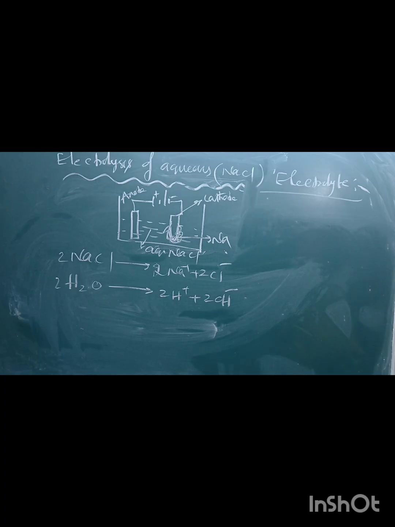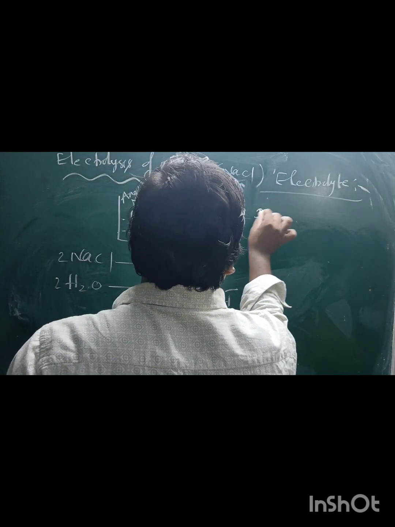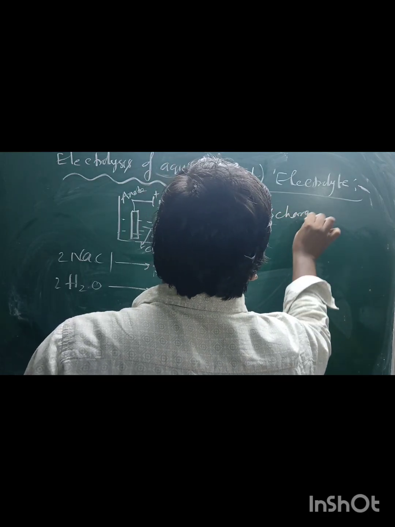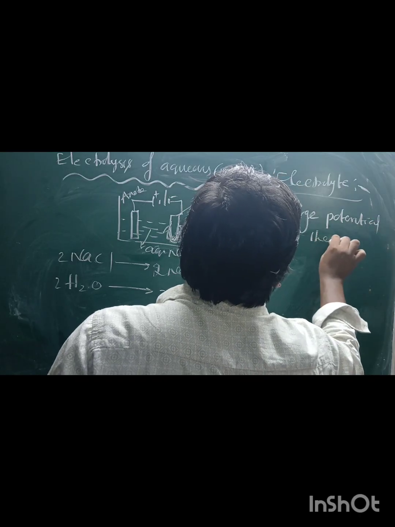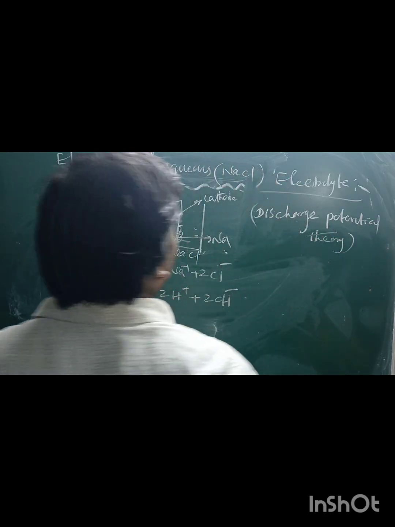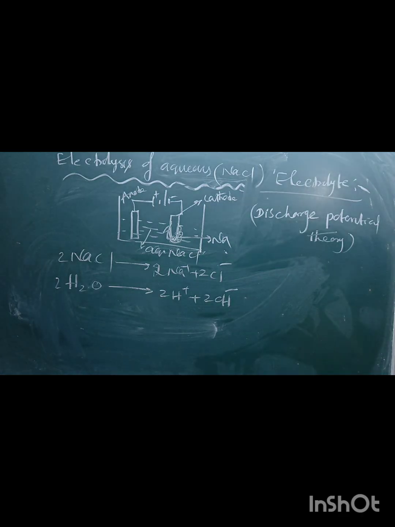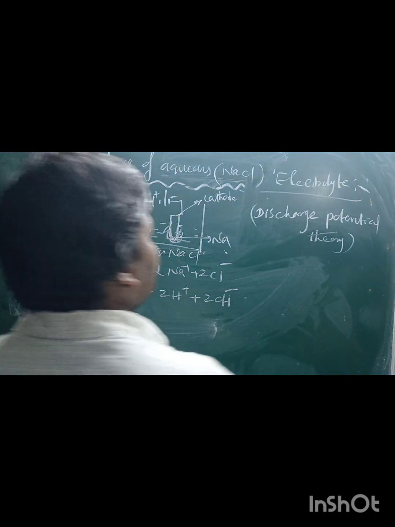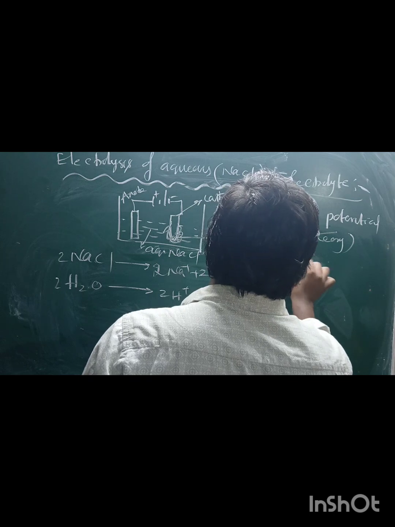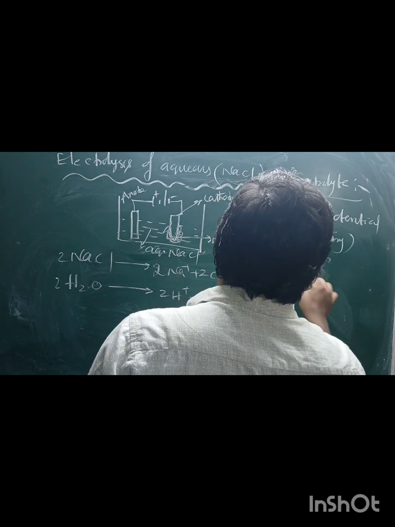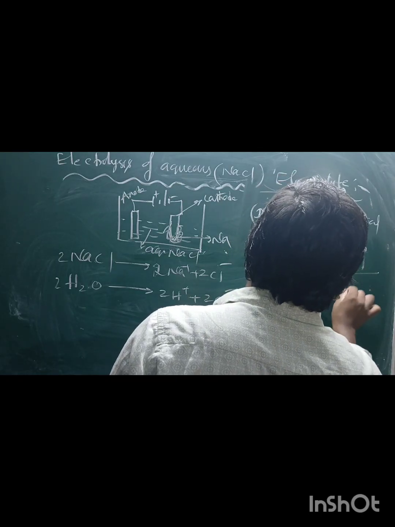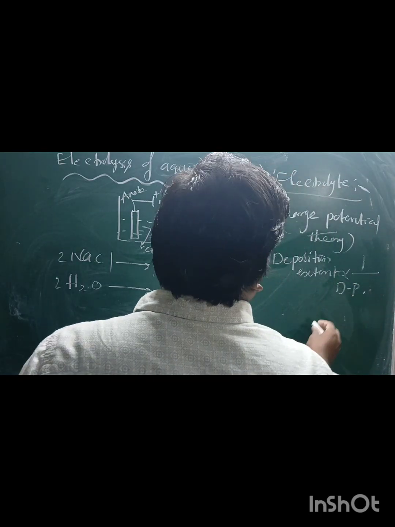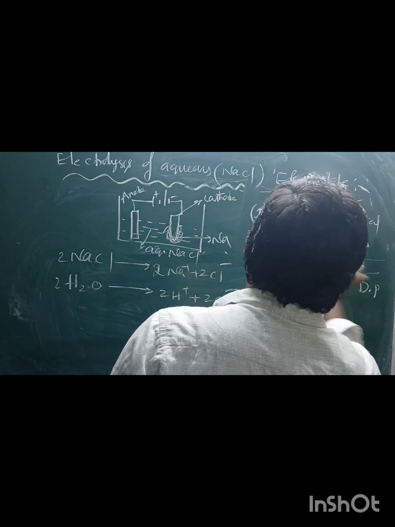Preferential discharge, it is also called discharge potential theory. According to discharge potential theory, the deposition extent is inversely proportional to the discharge potential. Deposition means liberated. dP means discharge potential.